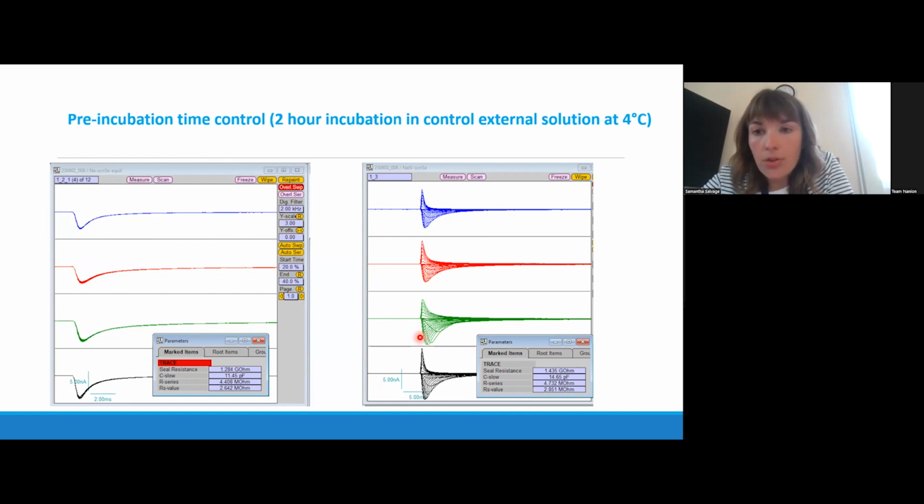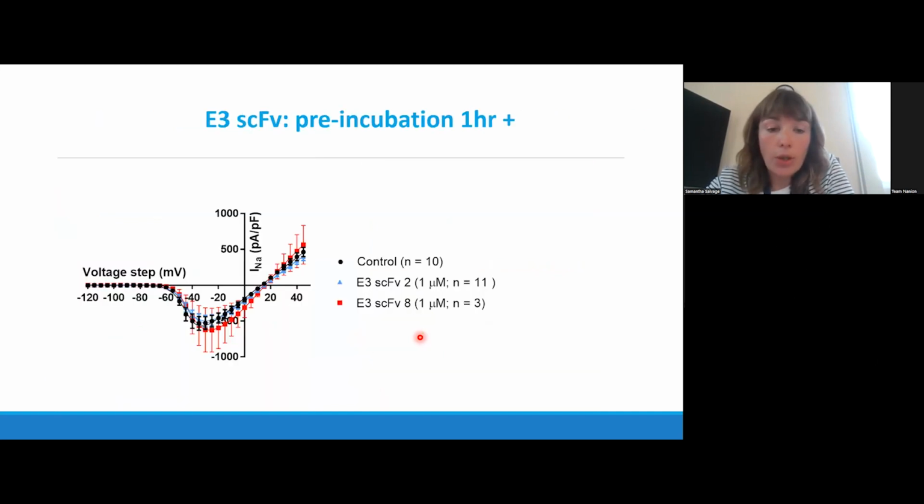So we took the single-chain antibodies to the E3 region. We took clone 2 and clone 8, went to a concentration of 1 micromolar, incubated it for an hour, and then carried out these experiments. And even after this long an incubation at this higher concentration, we are seeing no effect, which was a little disappointing because we were hoping to replicate the prior work targeting the E3 region.